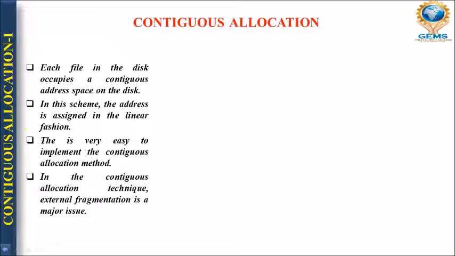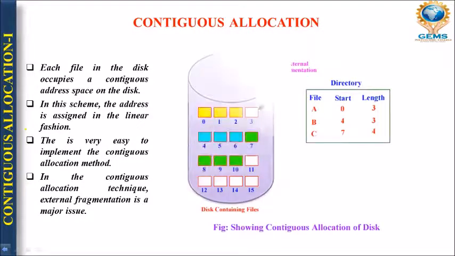In this contiguous allocation technique, external fragmentation is the major issue. What is external fragmentation? We will see later on. At this point you can imagine that whenever you are dealing with the contiguous allocation technique, most of the space is wasted. That is known as external fragmentation.